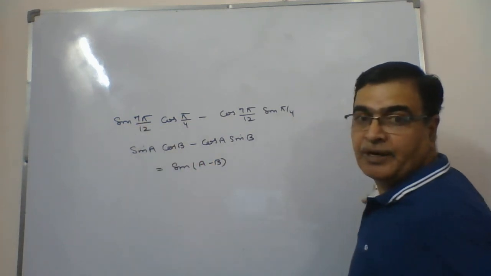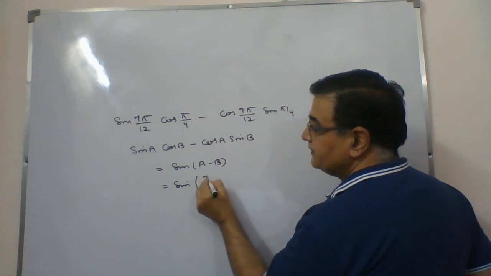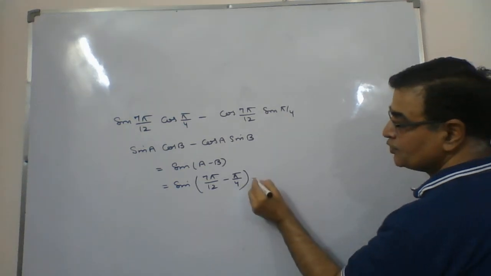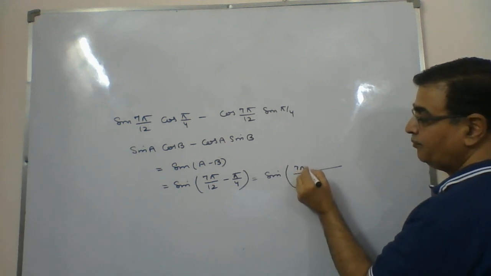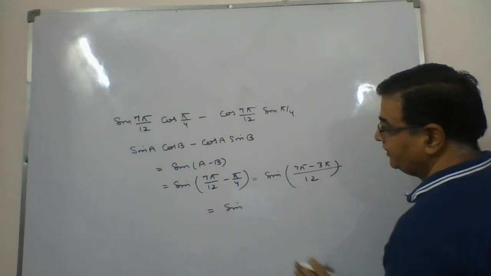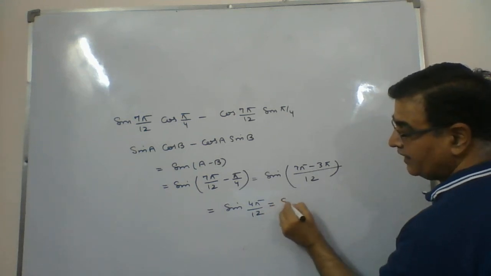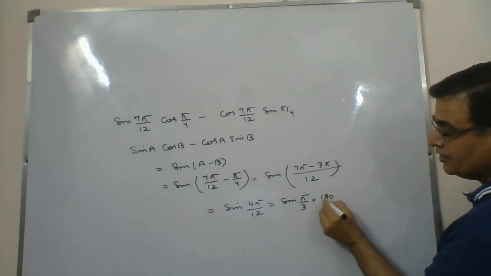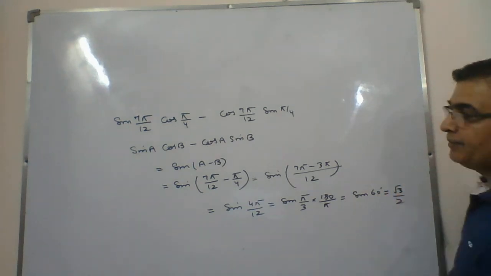What is A here? 7 pi by 12. B comes out to be pi by 4. So I write this as sin of 7 pi by 12 minus pi by 4. When you solve it, with denominator 12, it will be 7 pi minus 3 pi, so sin 4 pi by 12, and then sin of pi by 3. Sin pi by 3, convert to degrees: 180 by pi, so it is sin 60 degrees, and that value is known to you, root 3 by 2.